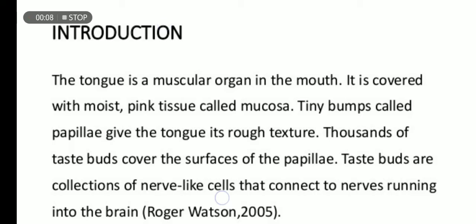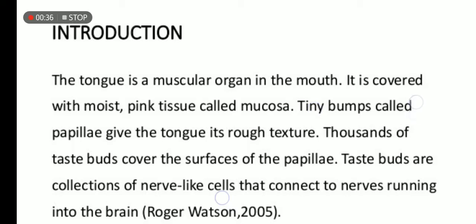Today our topic of discussion is the chemical senses, and the basic focus of chemical sense is on the smell and taste. The sense of taste is due to the muscular organ, the tongue, which is present in the mouth of animals, and this organ is covered with moist pink tissue known as the mucosa.